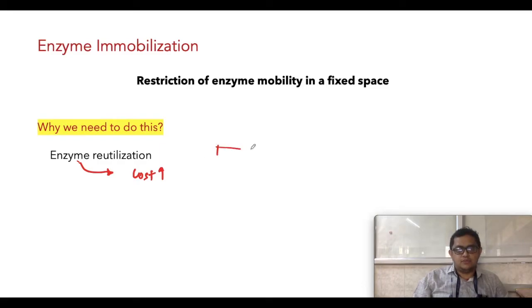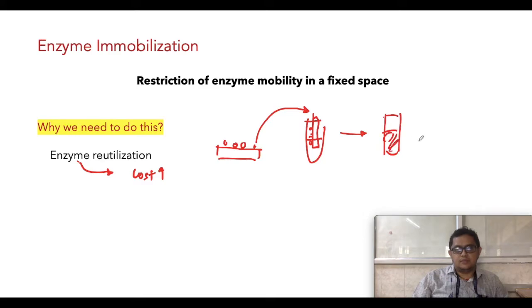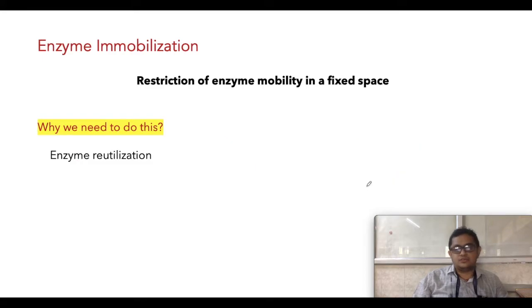Imagine you are attaching an enzyme to a solid support and then you add that into a substrate solution like this. After the reaction is over, you remove that immobilized enzyme from the solution like this. So you can reuse it again for the next cycle. So it very much reduces the cost of the production. So that is the first need for enzyme immobilization.